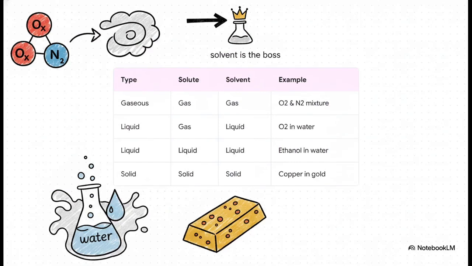And take a look at this. It brilliantly illustrates the different categories of solutions, which, by the way, examiners love to use for those tricky one-mark multiple-choice questions. Notice how the solvent is always the boss. It dictates the final state. Solvent is a gas, you get a gaseous solution, like air. Solvent is a liquid, you get a liquid solution. You can even have solid solutions, like copper dissolved in gold.